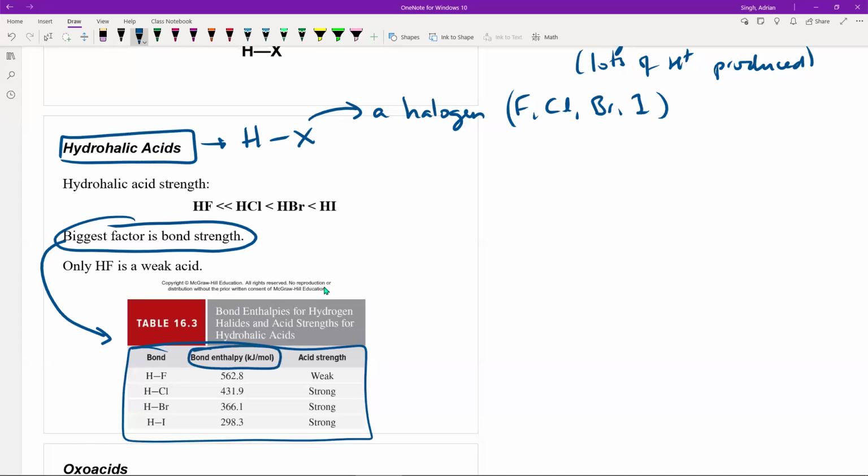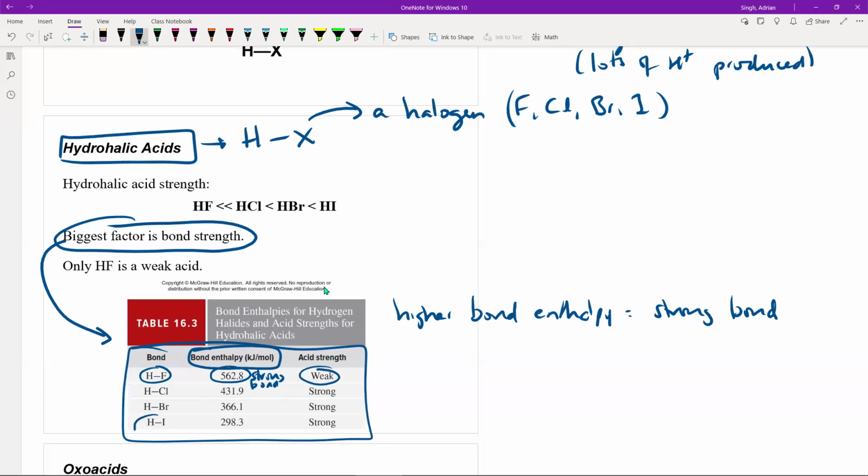So the bond enthalpy is the way that we quantify that relationship. The higher the bond enthalpy, the stronger the bond. That's the amount of energy needed to break that bond. For example, HF requires a lot more energy to break. So it's a very, very strong bond, which means it's not going to break very easily, which means it's not going to produce a lot of H plus, which makes it a weak acid.